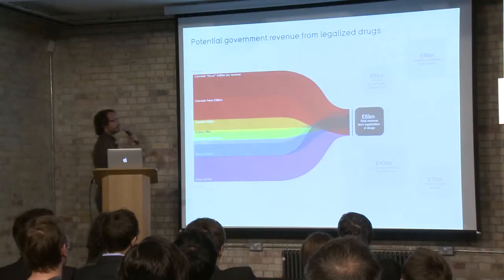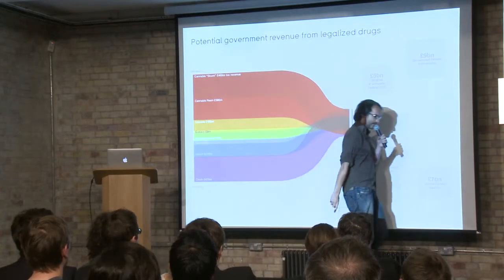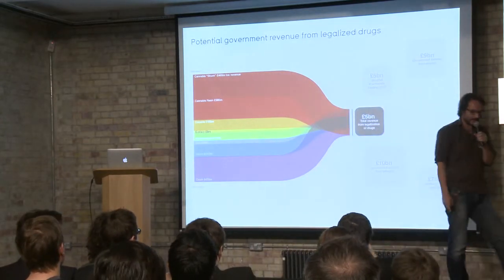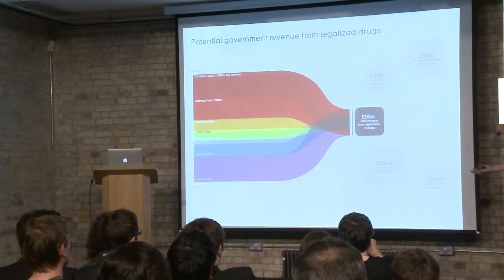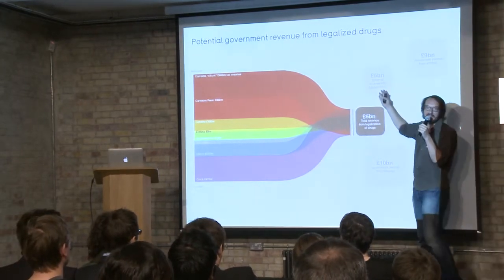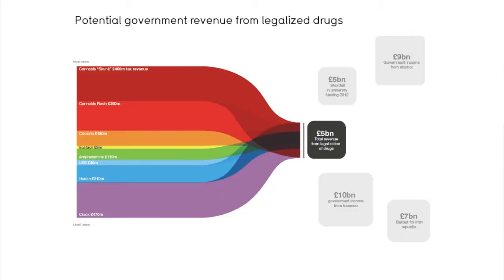So here you have it, and it actually would raise $5 billion a year, which coincidentally is the exact shortfall in university funding in 2012 when the new tuition fees come in. So, I don't know, extreme times need extreme measures, right? That would be an elegant solution. Cut the funding from students and then legalize drugs. Brilliant.